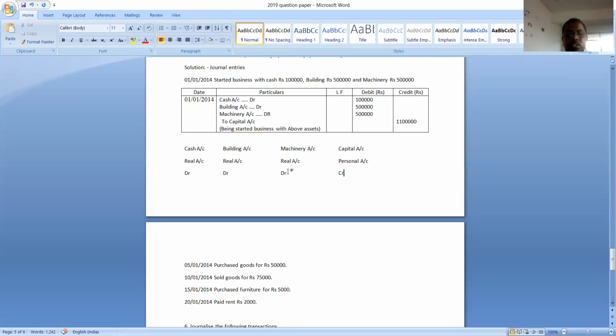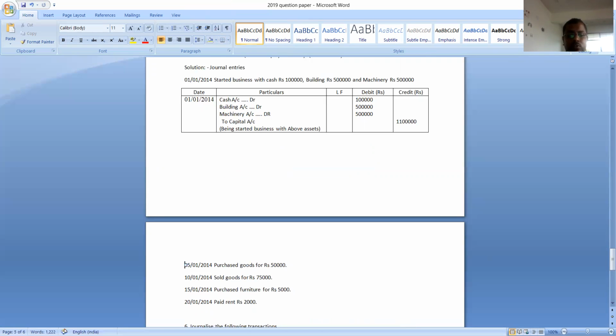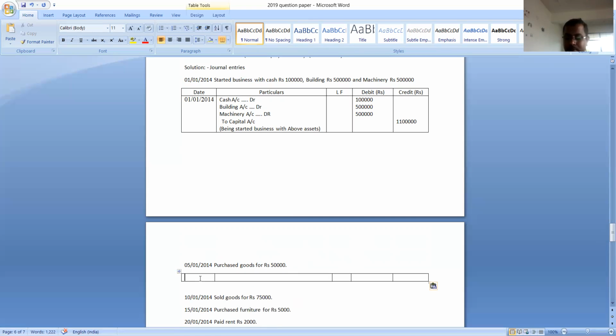Actually, the next transaction is dated 5th January 2014. Okay, fine. What is the transaction? Transaction is purchased goods for rupees 50,000. Purchased goods means which account? I told you, purchased goods and sold goods are purchases account and sales account. Purchases account and sales account are only applicable to goods. They are not applicable to assets. Understood? So one is purchases account.